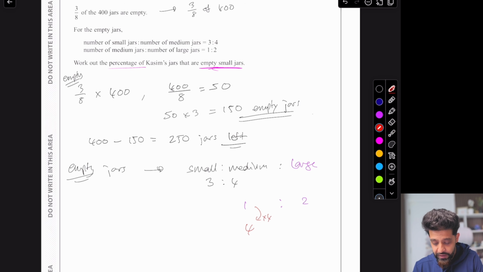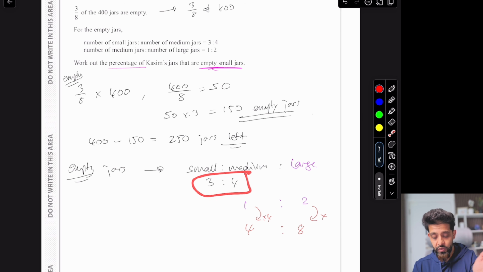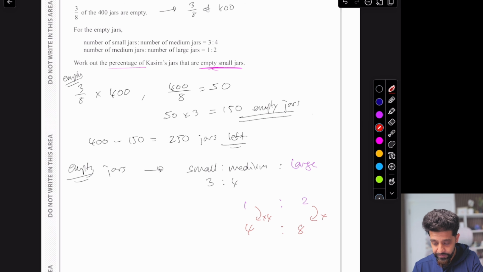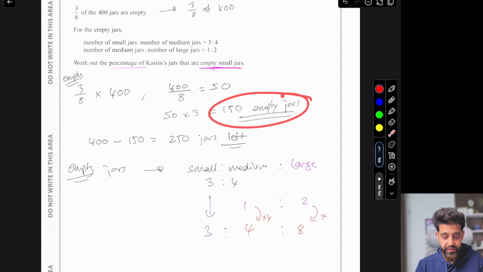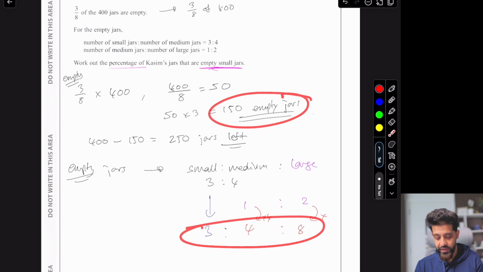We times by 4 here, but we've also got to do that to keep that ratio between the medium and large consistent. So 2 times 4 is 8. And then because the small and medium comparison has been untouched, and medium represents 4 here, this can just come down here and join them as it is. So now we have the small, medium, and large comparison in the ratio of 3:4:8. Now, we are just interested in breaking down the 150 empty jars into this ratio, 3, 4, and 8.